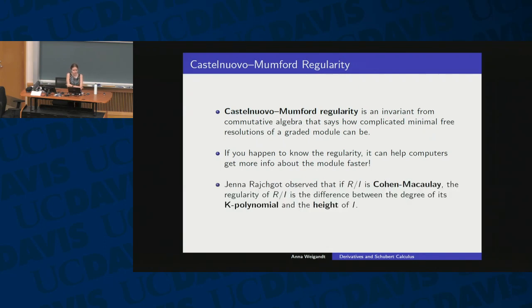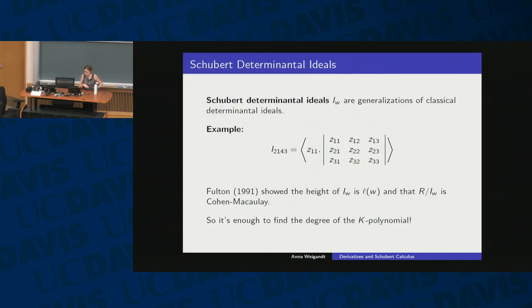Now, Jenna Ratchcott observed that if you happen to have a Cohen-Macaulay module, then the regularity is just the difference between the degree of this gadget called the K polynomial and the height of the ideal. Or really, you can think about the codimension of the vanishing of R mod I. So what this K polynomial is: you can take the Hilbert series, which records the dimensions of different graded pieces of your graded module, and then you can divide by some standard denominator, and you magically get a polynomial up top, and that thing is the K polynomial.